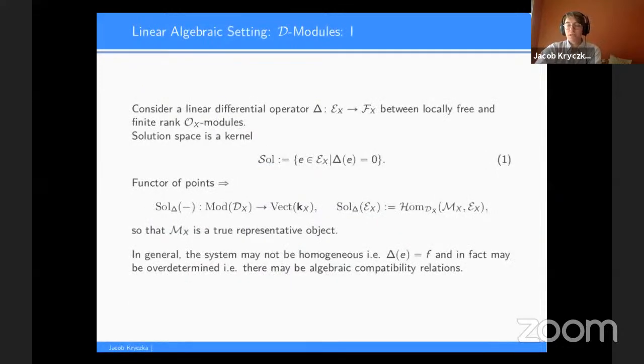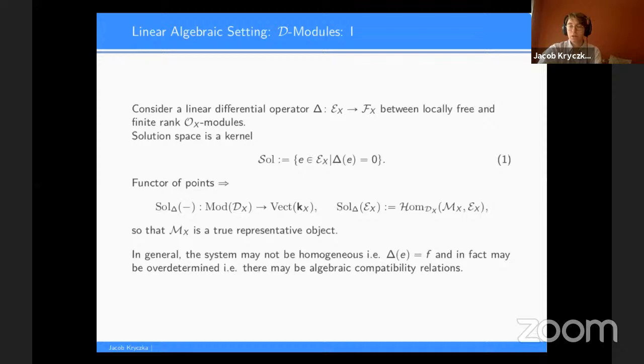The way to see this quite easily is to understand the linear setting. So this is the theory of D modules, where typically one wants to study the solution space as a kernel. It's very well known that the functor of points is the appropriate language to study such spaces. However, in general, a given system of PDEs may not be homogeneous.